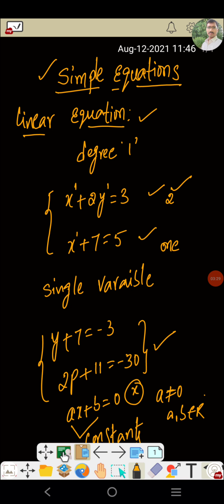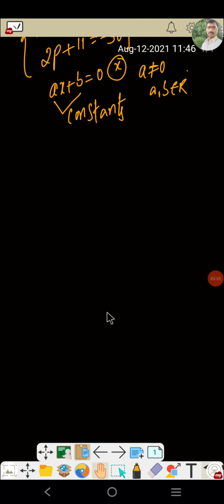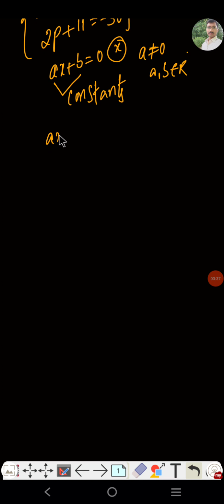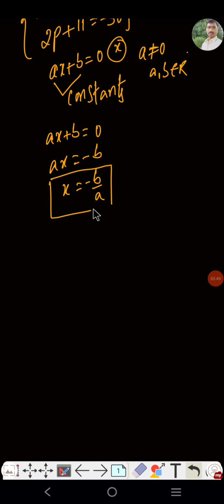How can you see that? See, for example, ax plus b is equal to 0. So ax is equal to, if we send this plus b to the RHS, that means minus b. x is equal to what we get here? Minus b by a. That means x is equal to minus b by a is the solution of the given linear equation, ax plus b is equal to 0.